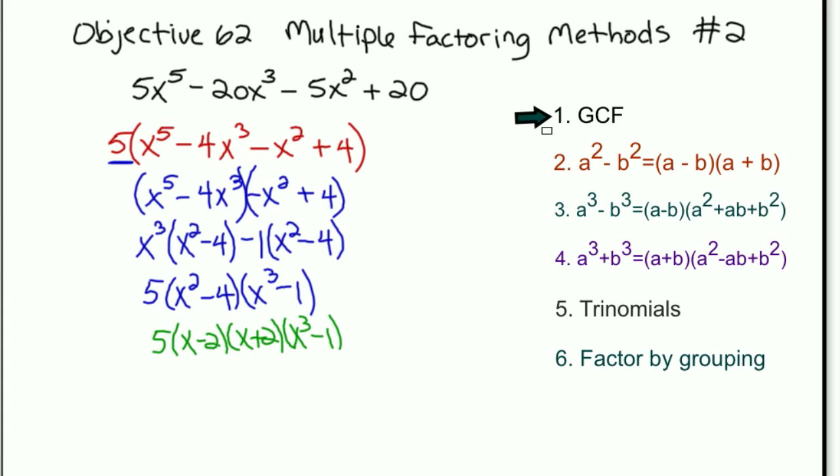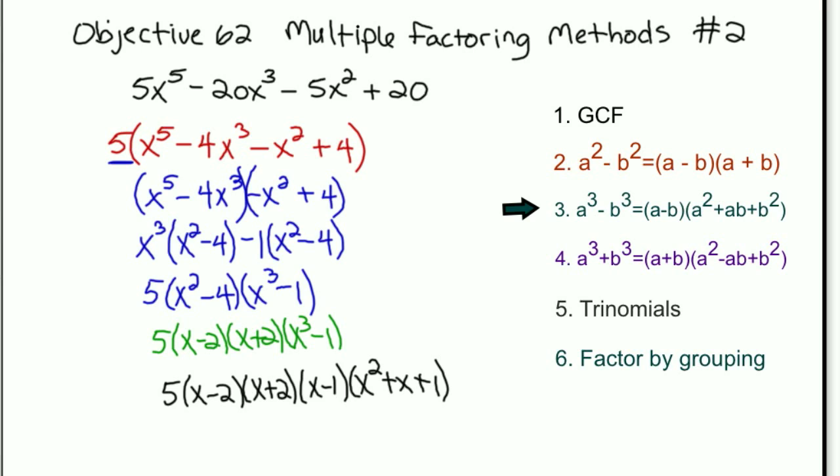Greatest common factor, I don't have one. Difference of squares, I don't have one. Difference of cubes, I do have a difference of cubes here. The x cubed minus 1 will get factored to x minus 1, x squared plus x plus 1, based on our rule.